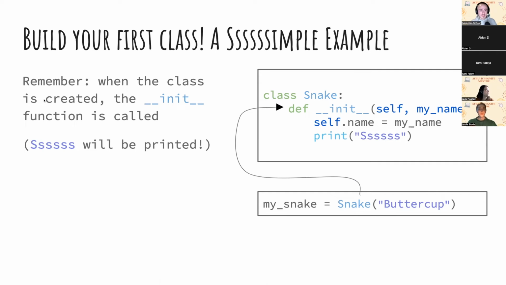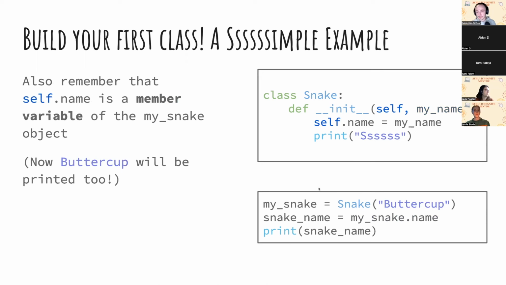Remember when the class is created, the init function is called. So that's what's happening here. And that hiss will be printed because we've defined it in the init. It's like any other function, it'll run as well. As you can see in this example, we can create a new variable called snake name and assign it mysnake.name. Then when we print that snake name, it would print Buttercup, just like we've assigned in the object when we instantiated it or created it.